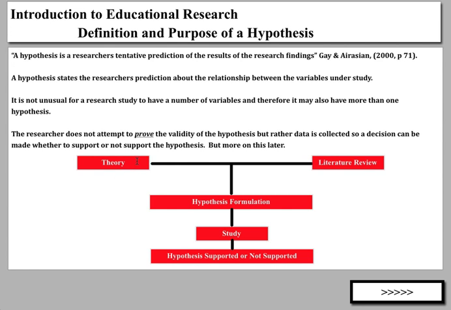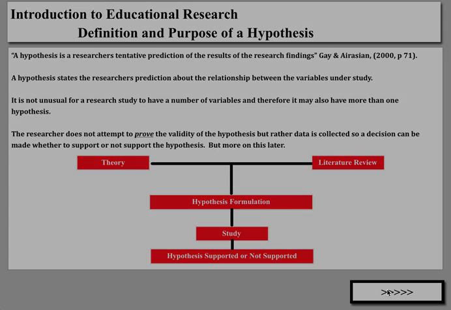But we have, the big picture, we have theory and we have the research literature out there. From reading the research literature and studying theories, researchers then formulate certain questions or hypotheses, and they create studies, and then based on the results of those studies, they either confirm or reject, or support or not support, the hypothesis. So that's how experimental research works.